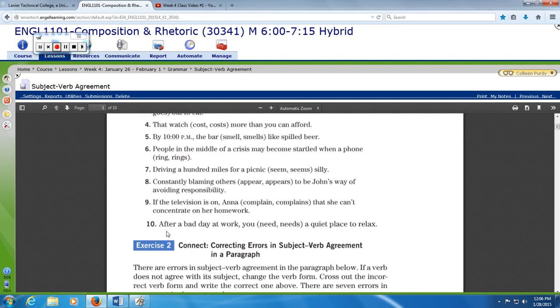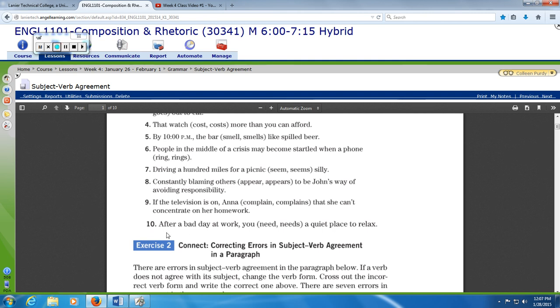Okay? If the television is on, this is a dependent clause. Subject is television. Linking verb is. Now you'll see that this has a dependent clause, comma, independent clause sentence pattern. So it's DC, comma, IC. Okay? Anna is the subject of this main clause, or the independent clause. Anna's singular. She takes a singular verb. Complains. Okay, but you have to get rid of all this noise on either side of it, to effectively focus on your subject-verb agreement.